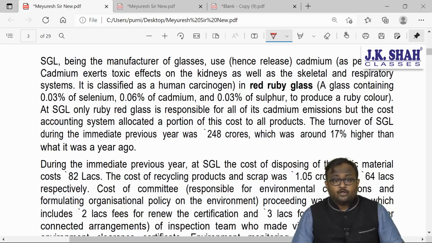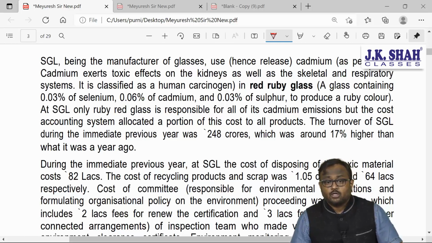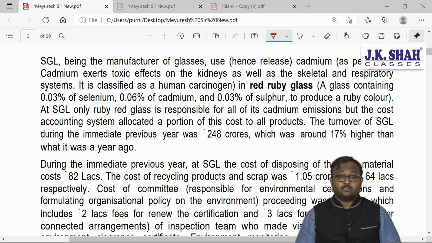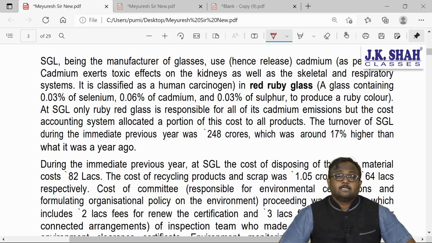At SGL, only ruby red glass is responsible for all the cadmium emissions, but the cost accounting system allocated a portion of its cost to all products. So there is a problem in the allocation also.